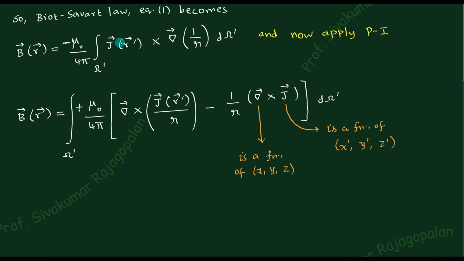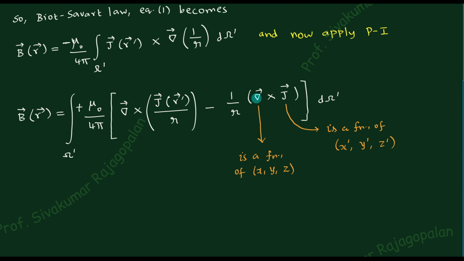Whenever you write j, j is a function of r prime. The diagram that we are using throughout the electrodynamics course from day 1, the primed variable corresponded to the place where the sources are present. Now the source is current density. Therefore, current density is a function of r prime. R prime means x prime, y prime, z prime, because you know what r vector is: r vector is x times i plus y times j plus z times k. So this is a function of x prime, y prime, z prime. Ultimately, this is a differential operator, ultimately it is a d by dx, that's all.